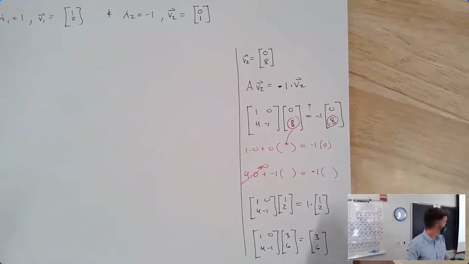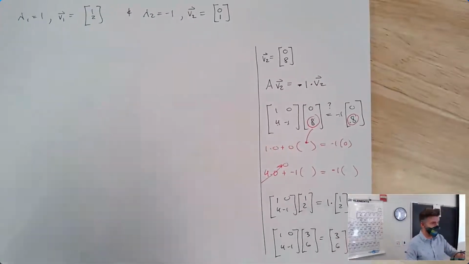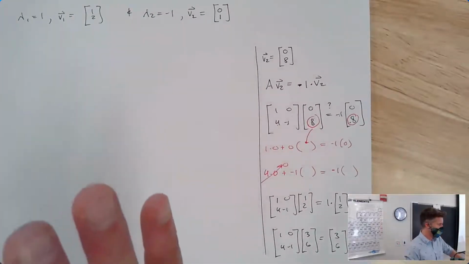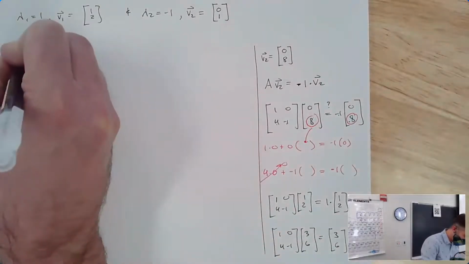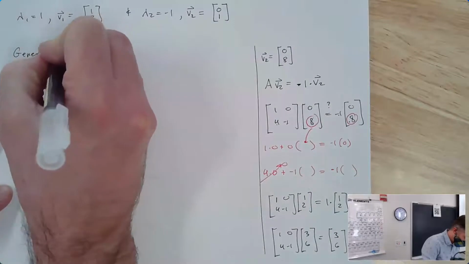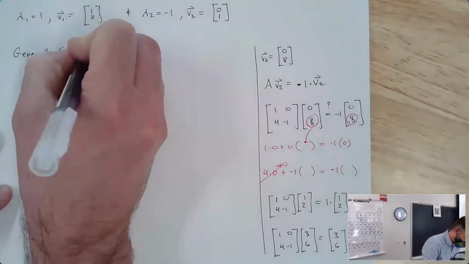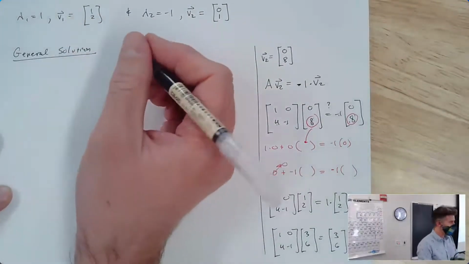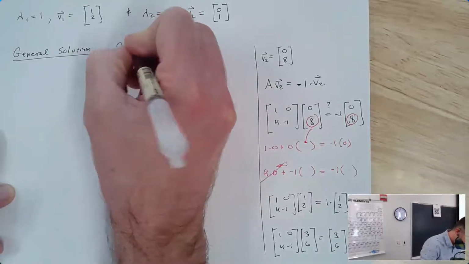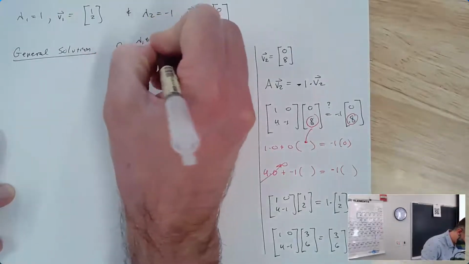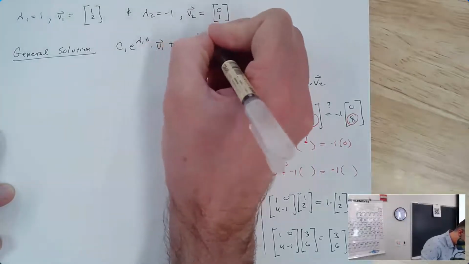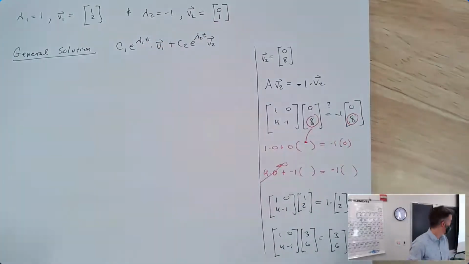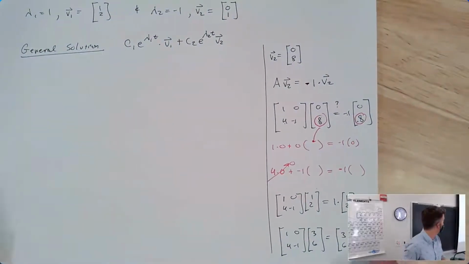Don't worry, we're going to see this in a minute when we talk about the direction field, or the phase plane, sorry. Let's write the general solution. And they really can't say strongly enough that you should memorize the formula for the general solution, which is C1 e to the lambda 1 t times V1 plus C2 e to the lambda 2 t times V2. That should be in your head.